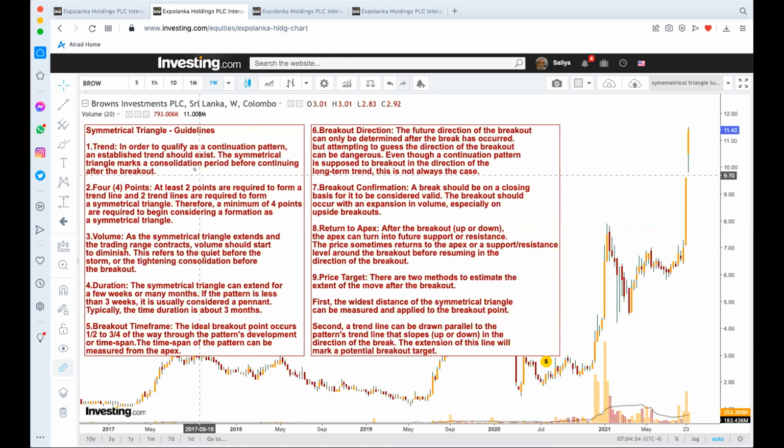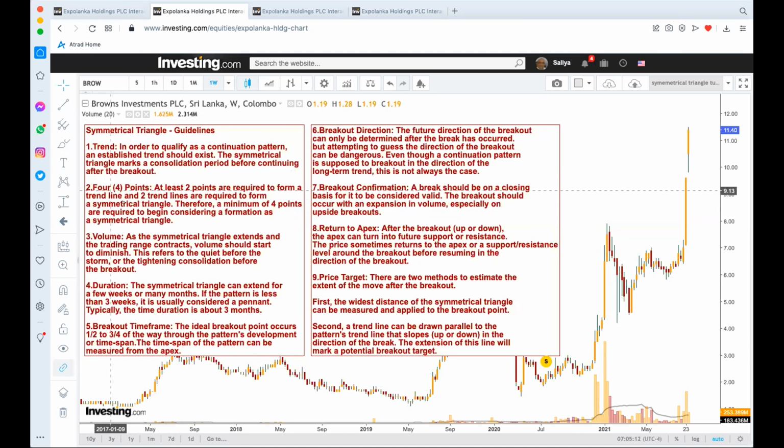There are two classes of patterns in technical analysis. One is called the continuation patterns. The other section is the reversal patterns. Symmetrical triangles fall into continuation patterns. So for that, you need to have a trend, ideally a long-term trend. By a long-term trend we mean a minimum of several months, ideally 3 months and above. So we need to spot the trend, whether it's upwards or downwards.